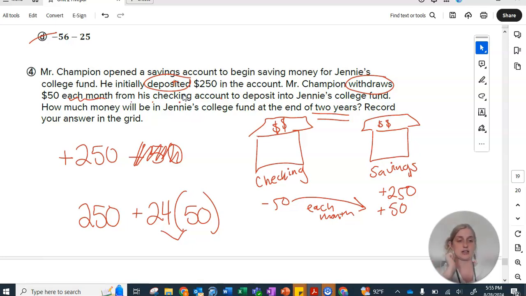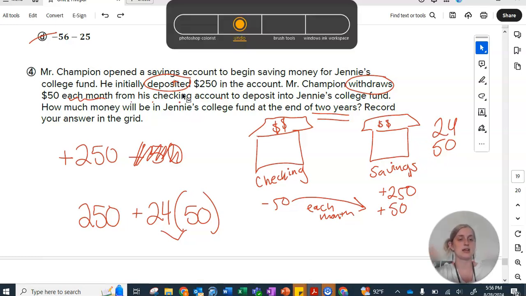You are not allowed to use a calculator in my class or on my homework. So do not come to me with just an answer written down. I need to see that you actually did the multiplication problem. So somewhere on your page, there should be a 24 times 50. Or if you don't like to set it up like this, I personally don't. I set it up like this.